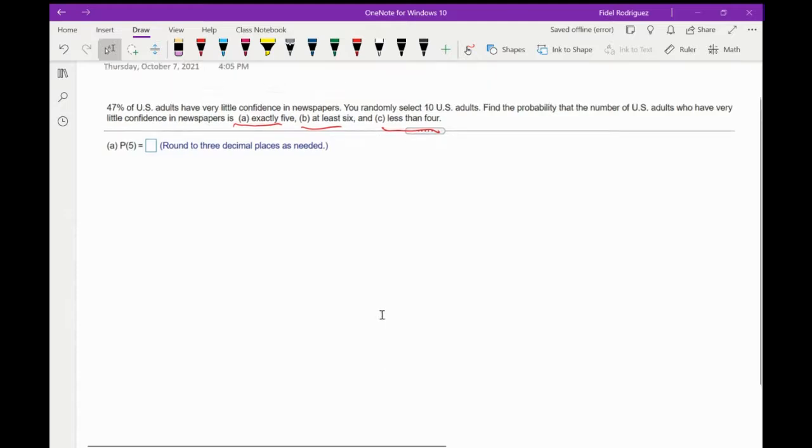Okay, so let's see. It says 47% of U.S. adults have very little confidence in newspapers. We randomly select 10 U.S. adults. Find the probability that the number of U.S. adults who have very little confidence in newspapers is, we're going to do the first part, exactly 5. So we want to find out of the 10 adults that we're going to pick, what's the probability that exactly 5 of them have little confidence in newspapers.